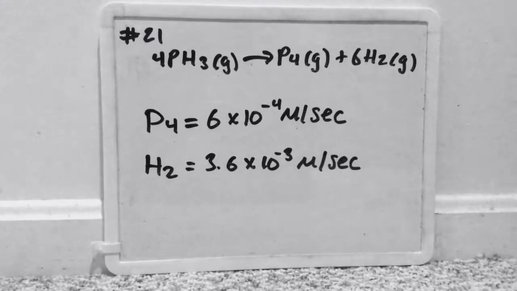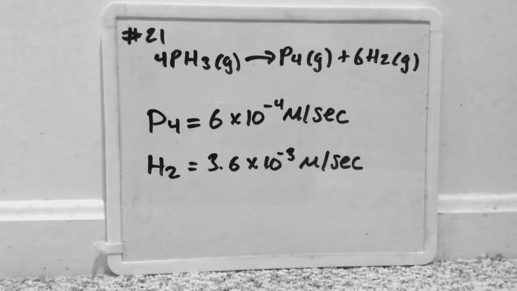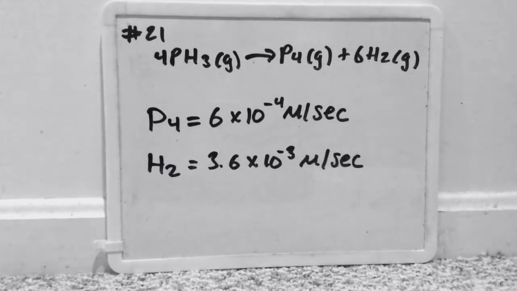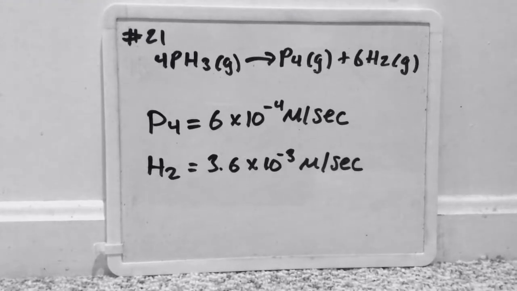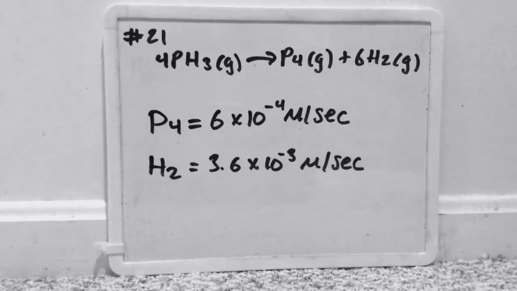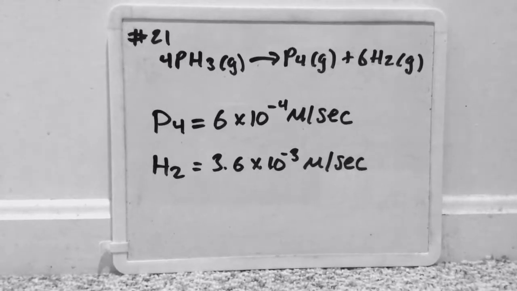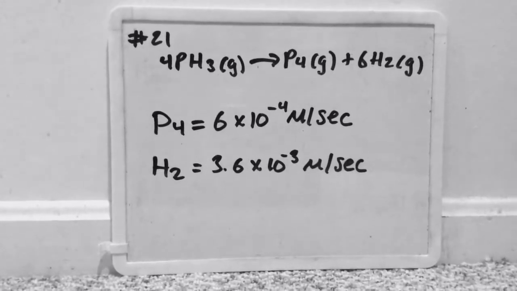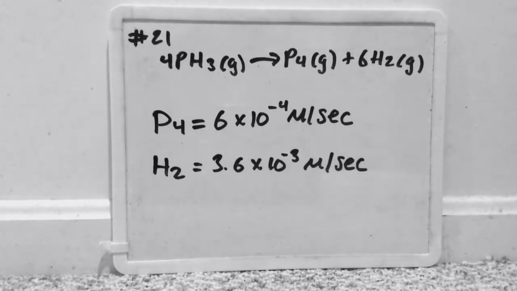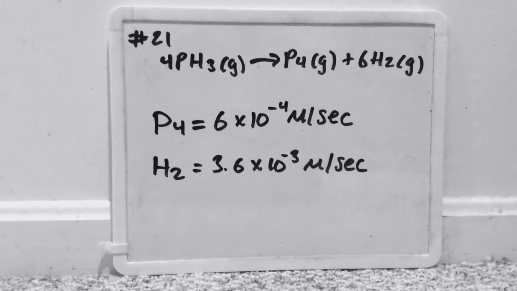The rate of production of P4 is, in scientific notation, 6 times 10 to the negative 4th molarity per second, and for H2, the rate is 3.6 times 10 to the negative 3 molarity per second. The units are molarity per second because the reaction is a zero-order rate, since there is only one 4PH3 in the entire reaction, and it is the only reactant.